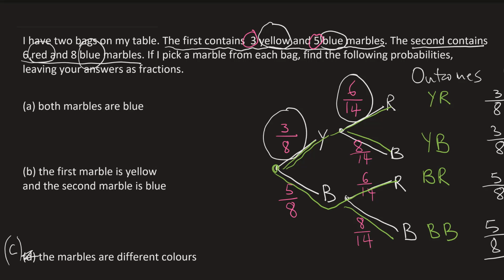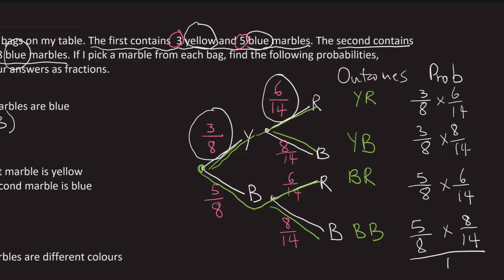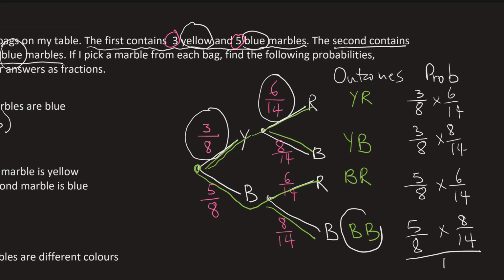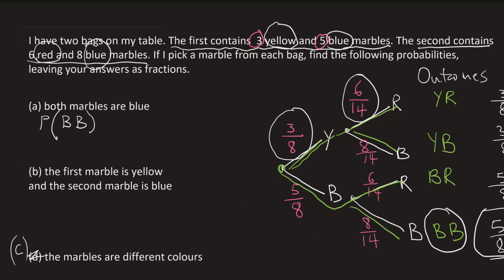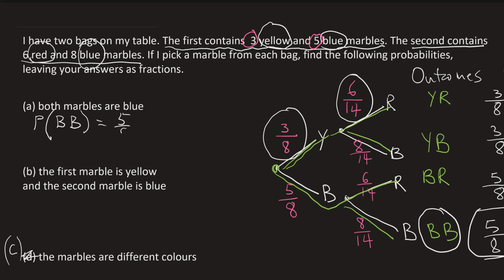The first one asks you for the probability that both marbles are blue. So this is what you're looking for: a blue the first time and a blue the second time. This is the one that we're looking for. And the probability is 5/8 multiplied by 8/14. Cancel these out, and my answer is 5/14. So the probability of getting both marbles that are blue is 5/14.